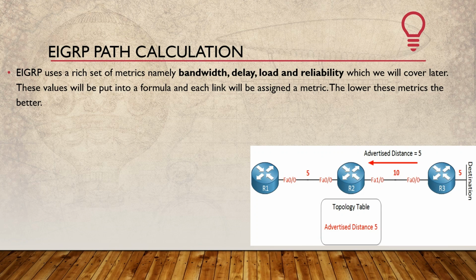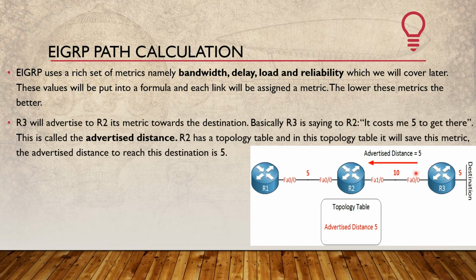Here the R3 router will advertise to R2 its metric towards the destination. Basically R3 is saying to R2, it costs me 5 to get there. This is called the advertised distance. Here R3 is advertising a value to R2, which is called the advertised distance, which is 5. R2 will save the 5 in the topology table. This value we call the advertised distance or reported distance.